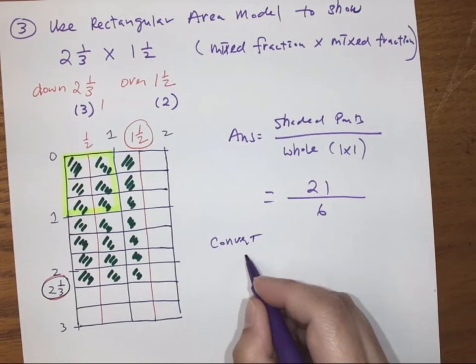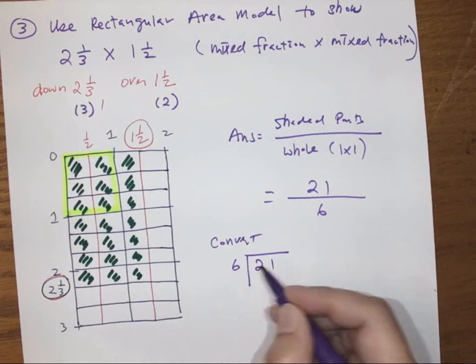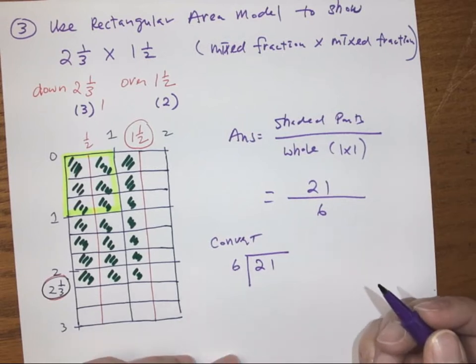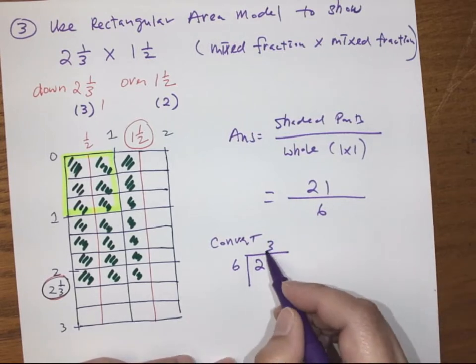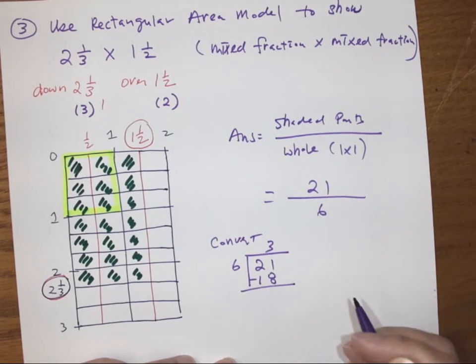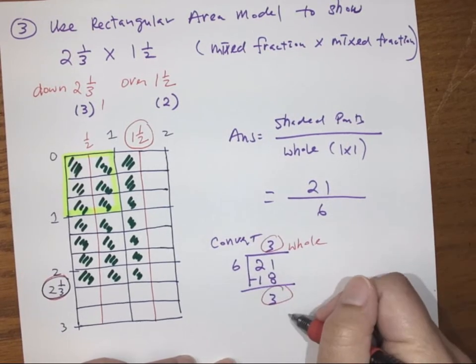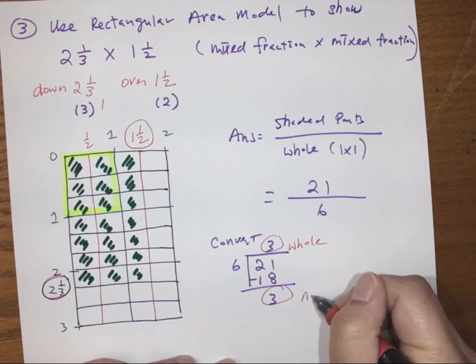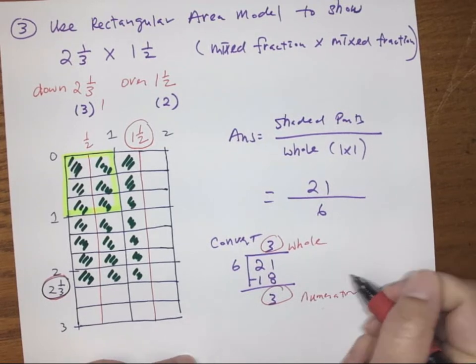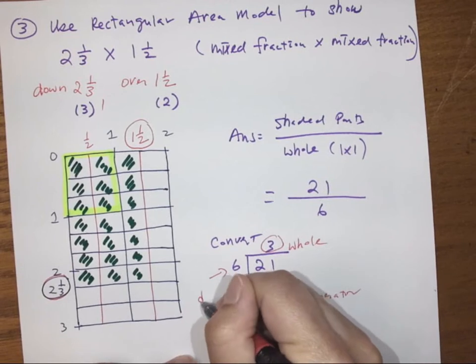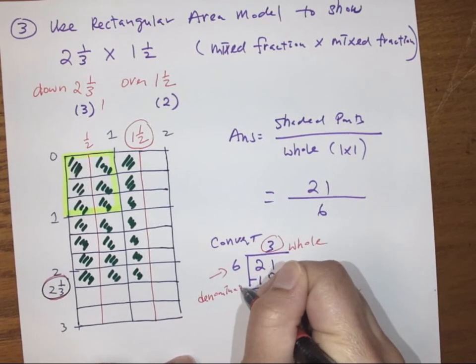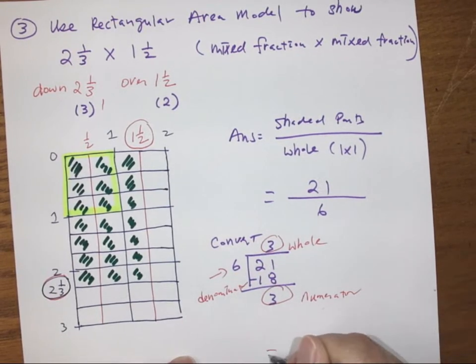So the dividend is 21 divided by 6. 6 times 3 is 18. After you subtract that, you get 3. So 3 is my whole number. Another 3 down here is the numerator. And this one is the denominator. So the final answer will be 3 and 3 out of 6.